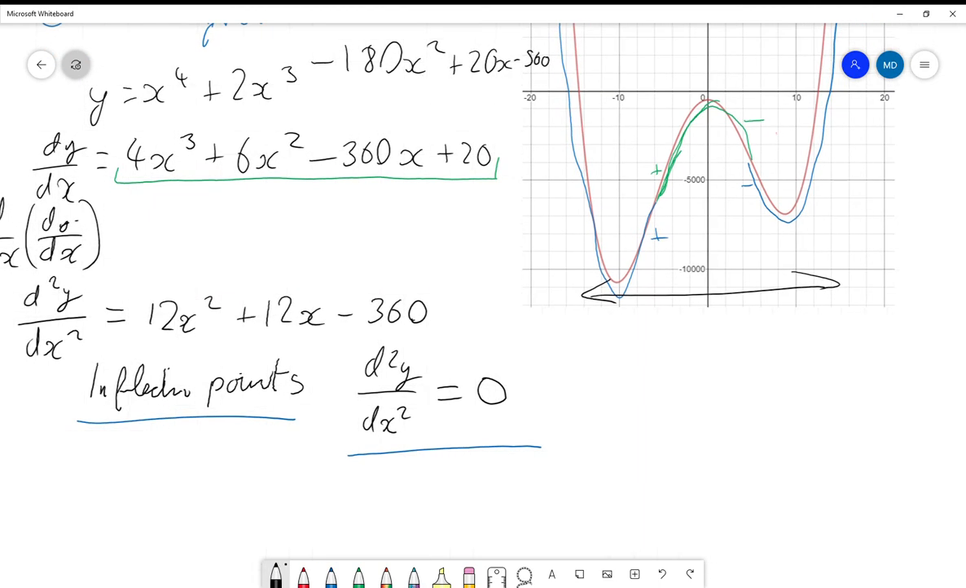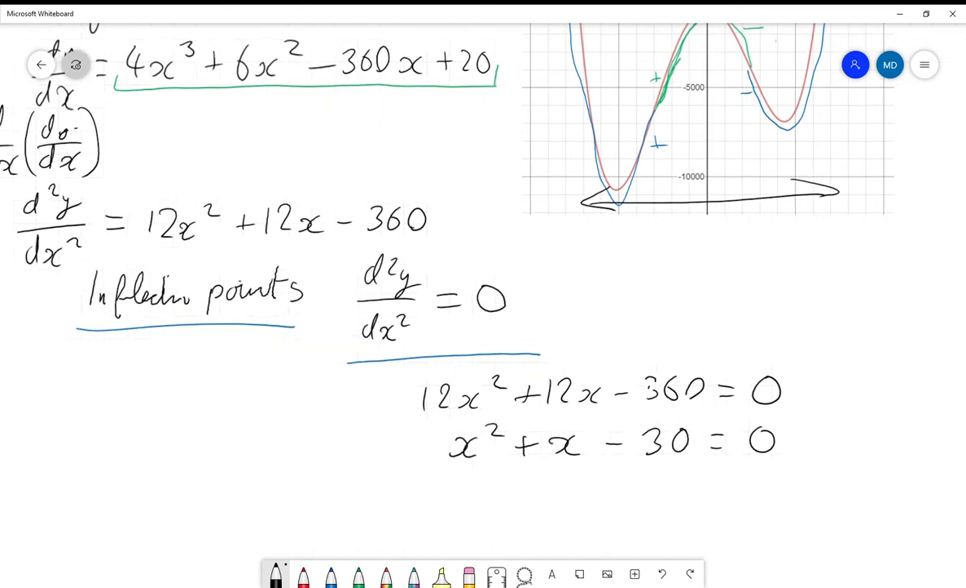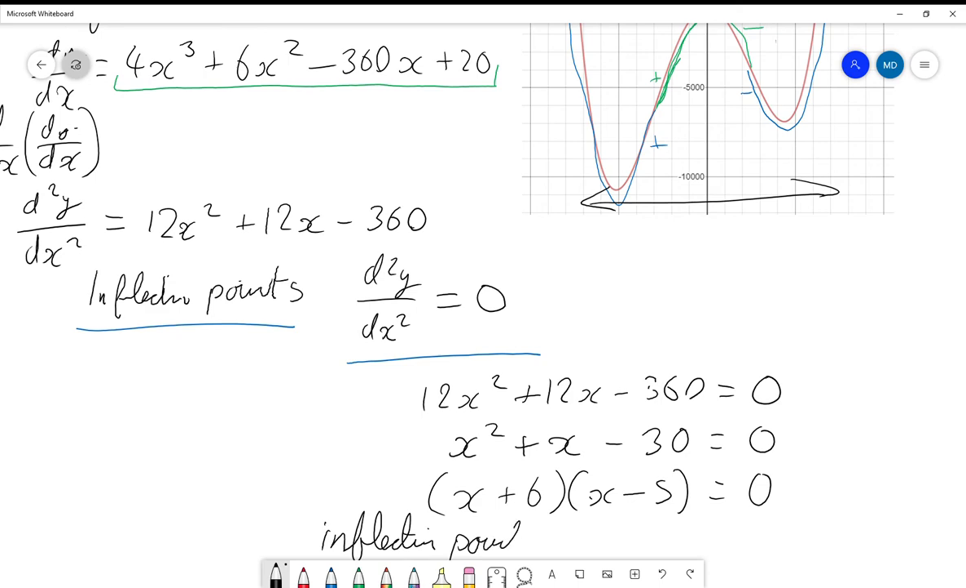So we get 12x squared plus 12x minus 360 equals 0. I'm going to divide both sides by 12 to make it easier, so I get x squared plus x minus 30 equals 0, since 360 divided by 12 is 30. And now we've got a nice little quadratic which we can factorise. We get x plus 6, x minus 5 equals 0. And so our inflection points are at x equals negative 6 and x equals 5.